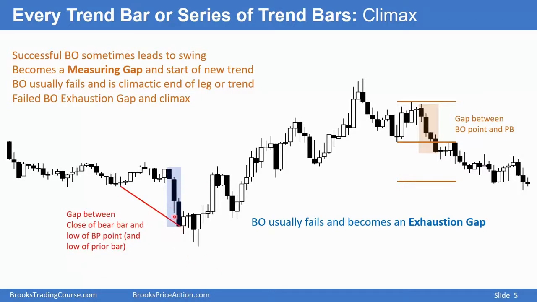We have 3 consecutive bear bars and then a bull bar. At this point, the gap is from this close to any of these lows, or at the close of this bar, it's from the high of this bar to any of those lows as well.